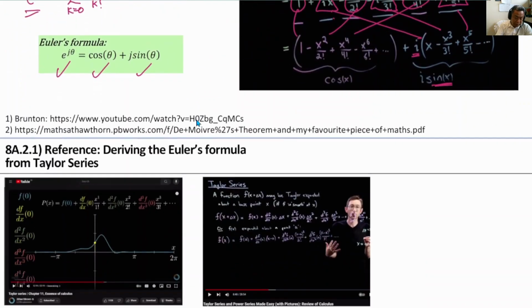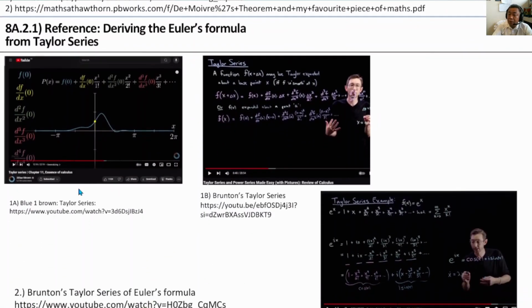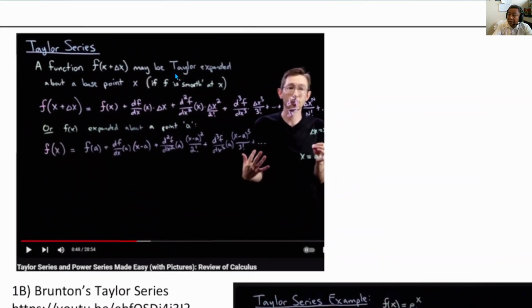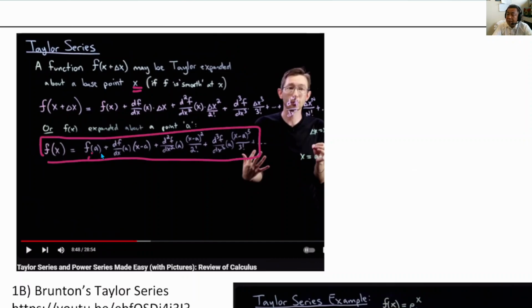For a detailed description, of course, you may want to first review what the Taylor series is about. I give you 2 lectures on Taylor series, and Taylor series is learned in calculus, so we're not going to repeat it here. But the idea of Taylor series is that it expands a function about a base point x using this equation over here. A function f of x is approximated by this expression over here.